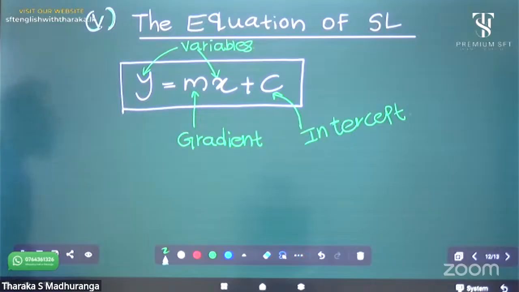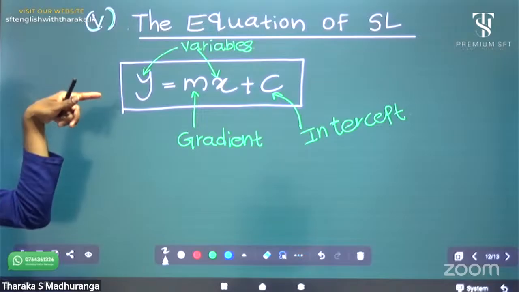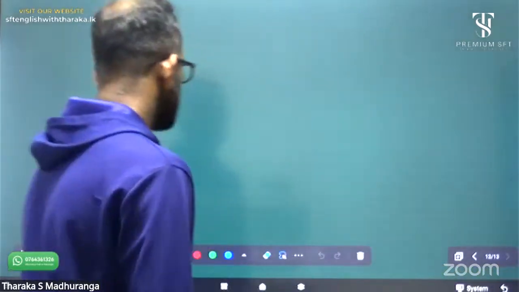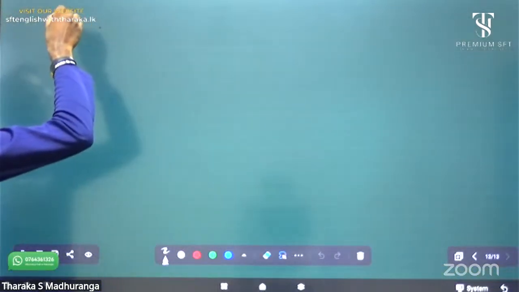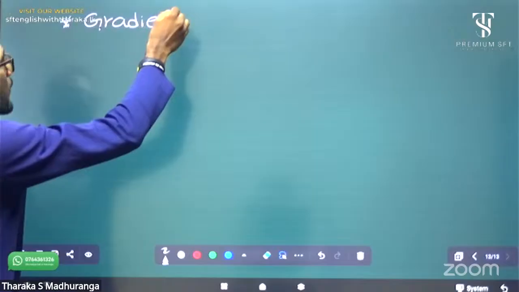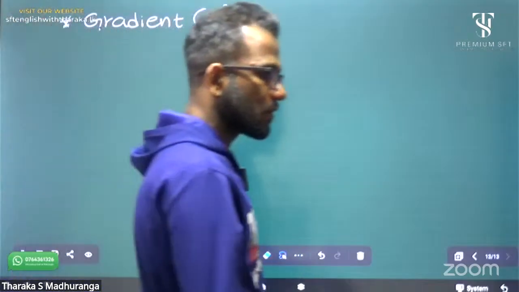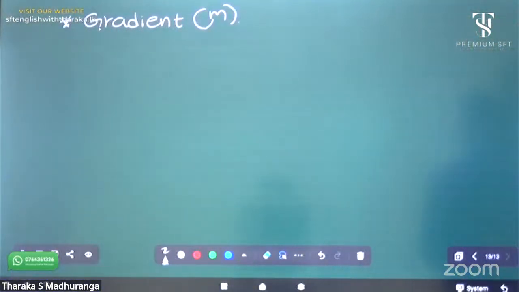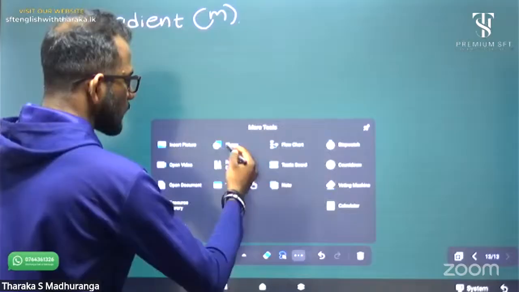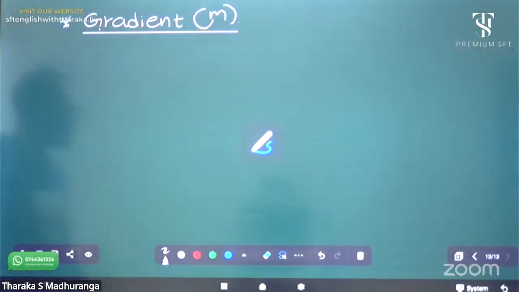Okay, now write down the subtopic under this topic: gradient, within brackets m. Hurry up. Remember, within brackets m.